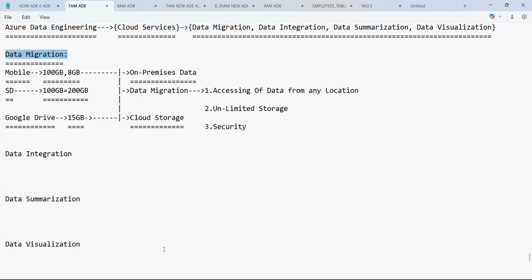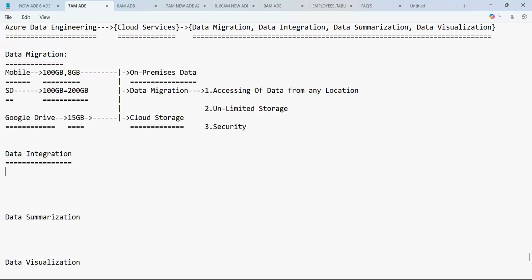Then the next one. Data integration. So what is data integration? Guys, data integration is another process where, suppose, let us take an example. Let's take a supermarket called More Supermarket.